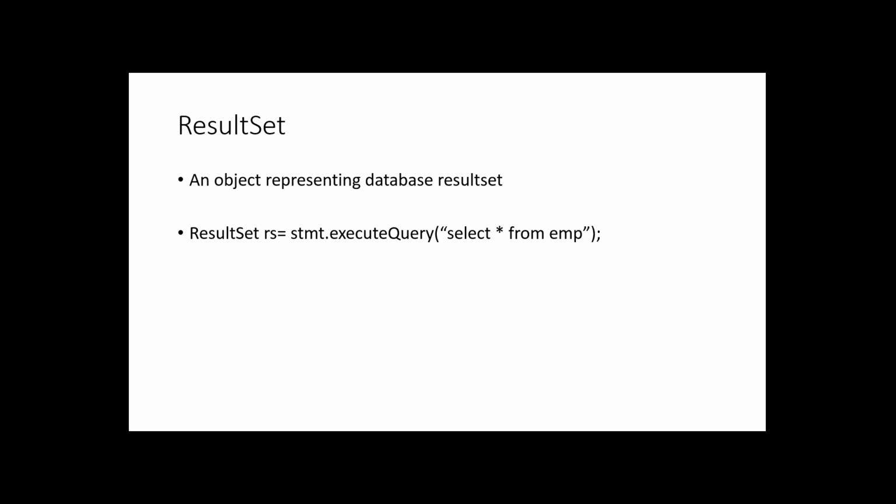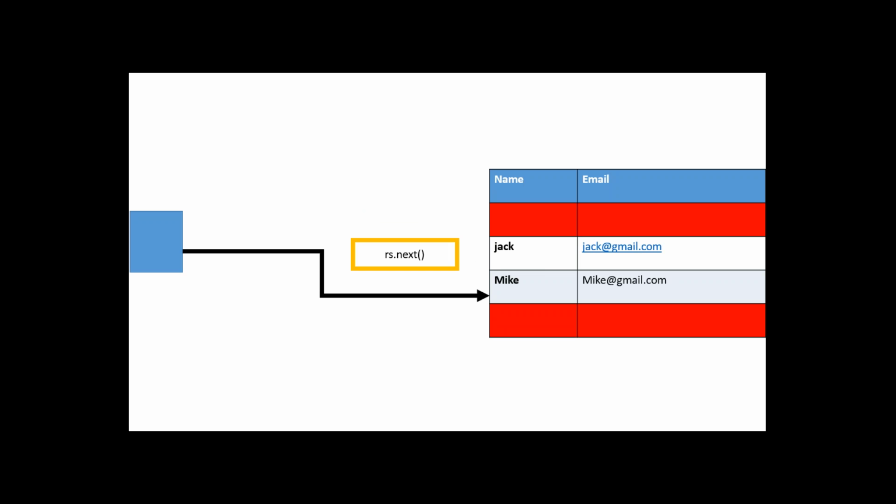Then ResultSet, as discussed, is an object representing the database result set. Whenever a static statement is executed, a result set is returned to the Java program. This we have already done.